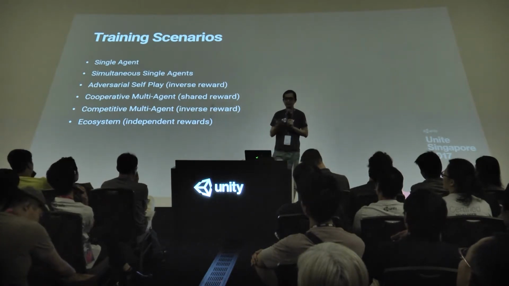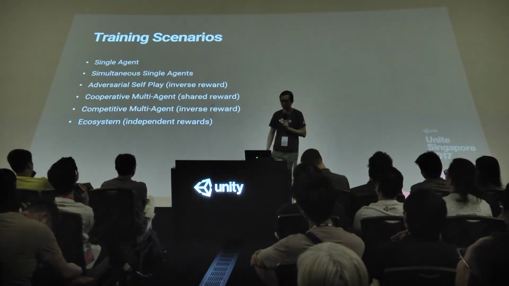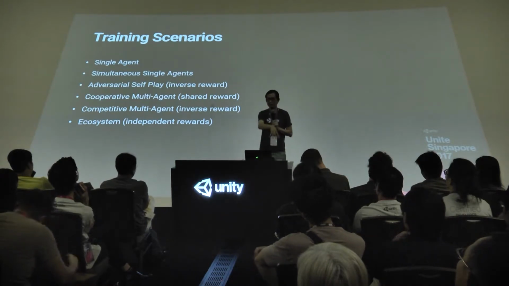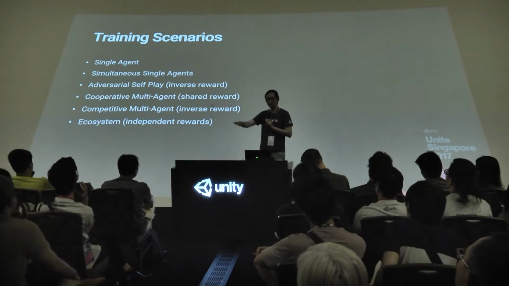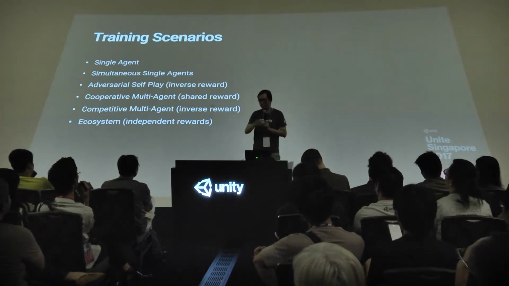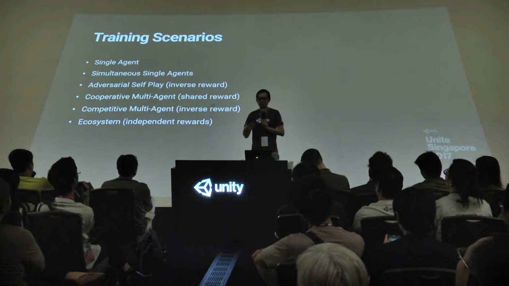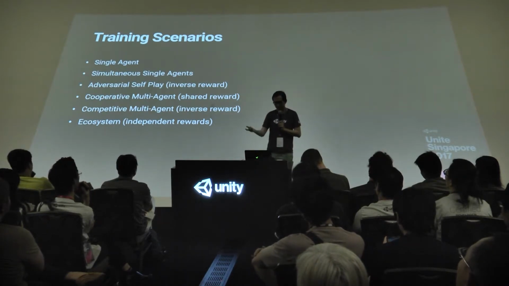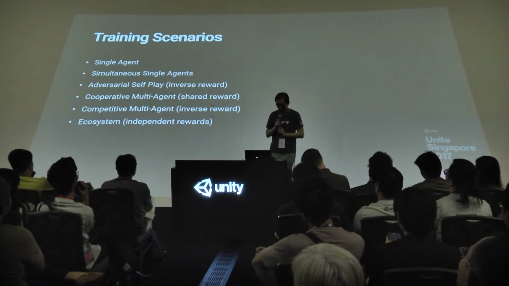And of course, there's ecosystem, where you can then define independent rewards for each of the agents. So you can imagine something like a city. You have agents that will act as the pedestrians, agents that will act as the drivers, agents that will act as the police, for example, and then you have a whole ecosystem, each of the agents acting on their own with their own rewards and actions.